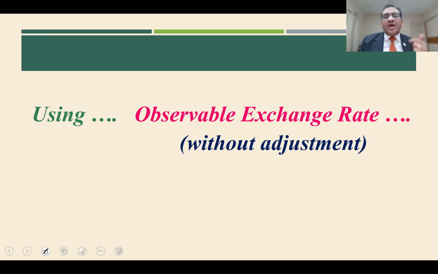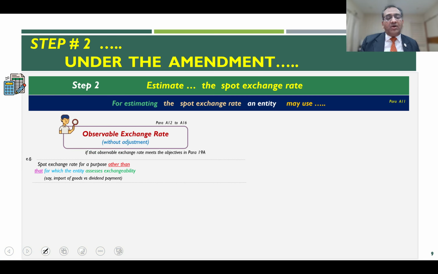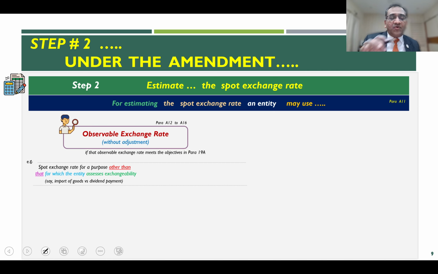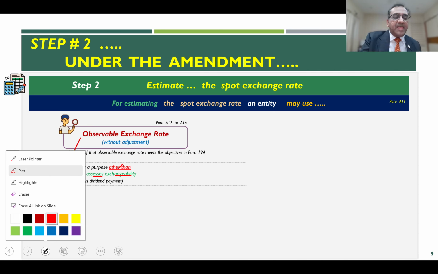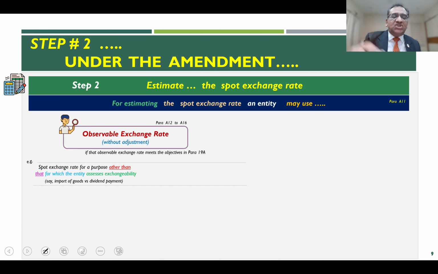If one were to apply this observable exchange rate without adjustment, as I already told you, there are two approaches. First, within this, one possible approach is that you may apply a spot exchange rate for a purpose other than the purpose for which the entity is assessing exchangeability. So for example, let's say your actual purpose is dividend distribution or payment of dividend, for which you need the foreign currency.